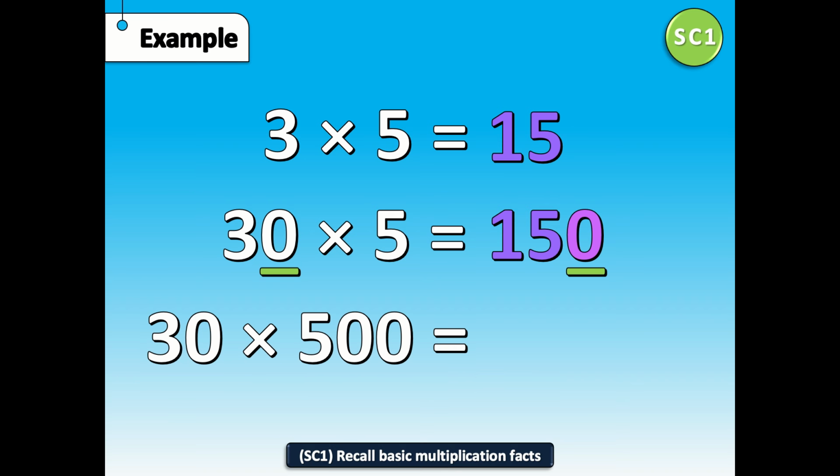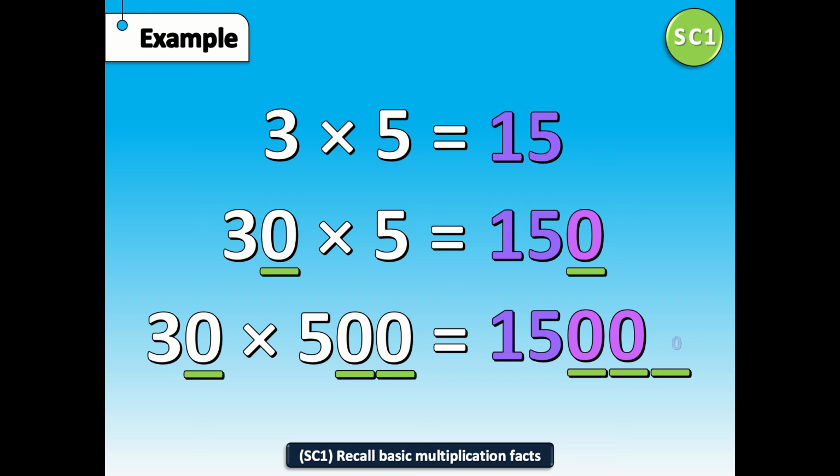We can also do 30 times 500 by doing 3 times 5, which is 15, and we can see that we have 3 zeros in the question, so we need to add 3 zeros to our answer. So 30 times 500 is 15,000.